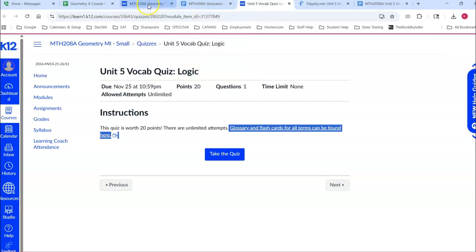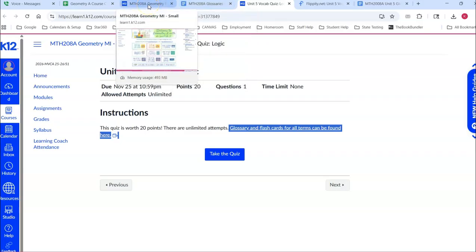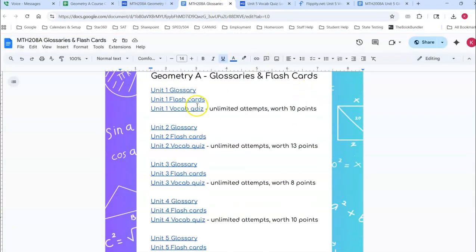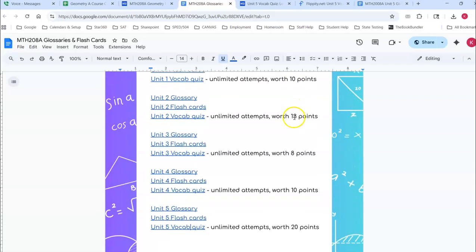So I hope this helps. Please, if you have not taken your unit 1 vocab quiz, unit 2, unit 3, unit 4 yet, please go get those done. They are worth a significant number of points. Unit 1 was 10 points, unit 2 was 13, then we had 8, then 10, and then 20 points for this one. So this can really make a difference in your grade book.